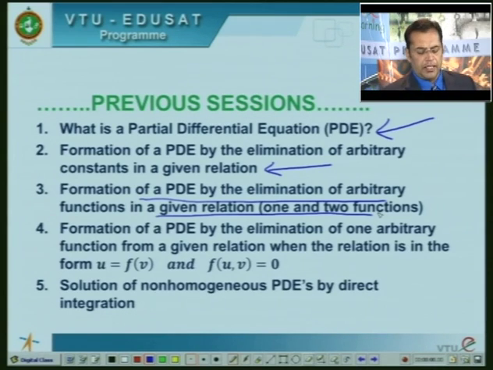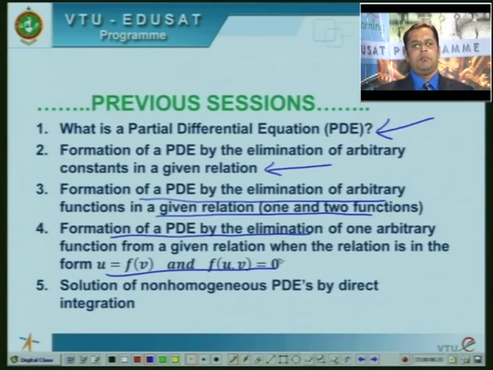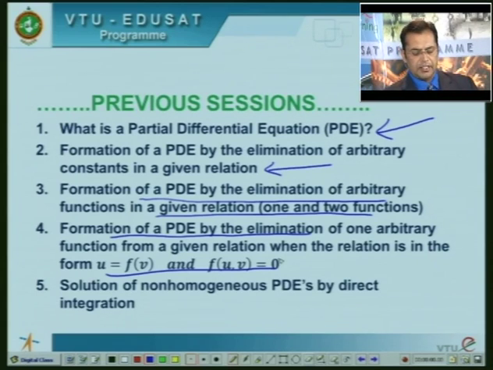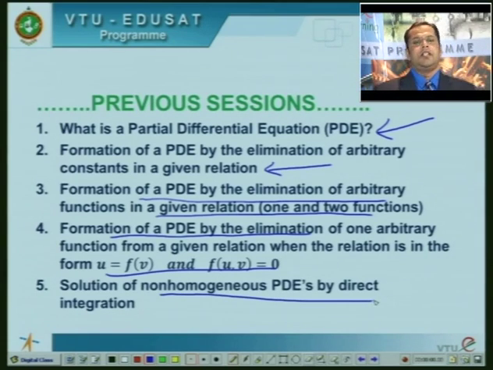The same thing was repeated in point number 4 here, where you again eliminated one function, but the formation of the PDE was by the elimination of one arbitrary function from a given relation, when the relation is in the form either u equal to f of v or f of u comma v equal to 0, where u and v are functions of x, y and z. And in the previous session, we have seen the solution of non-homogeneous PDEs by a direct integration method.